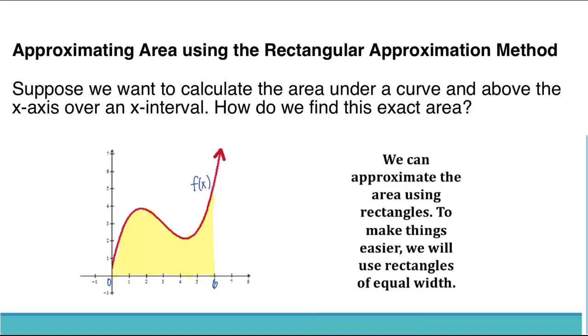So what we can do is we can approximate this area using rectangles because we know the formula for the area of a rectangle. And to make things easier, what we're going to do is we will use rectangles of equal width. So every rectangle will have the same width. So I chose this interval here from 0 to 6. So what we can do is use, let's say, 3 rectangles of equal width, meaning that each of the rectangles is going to have this width of 2 units.